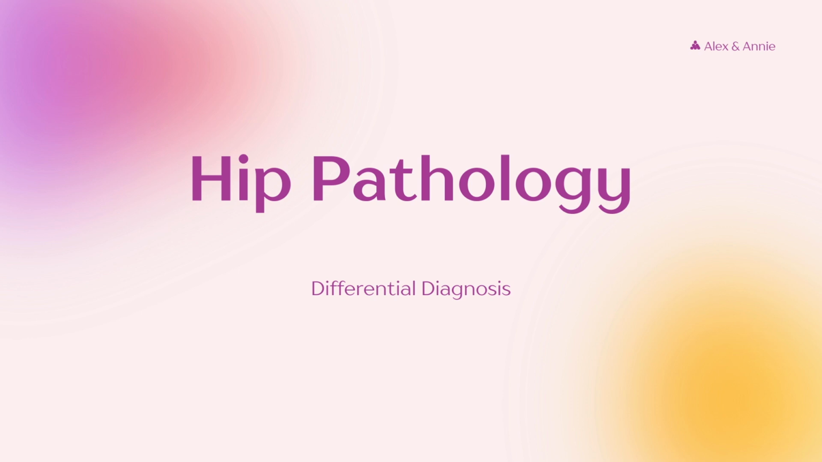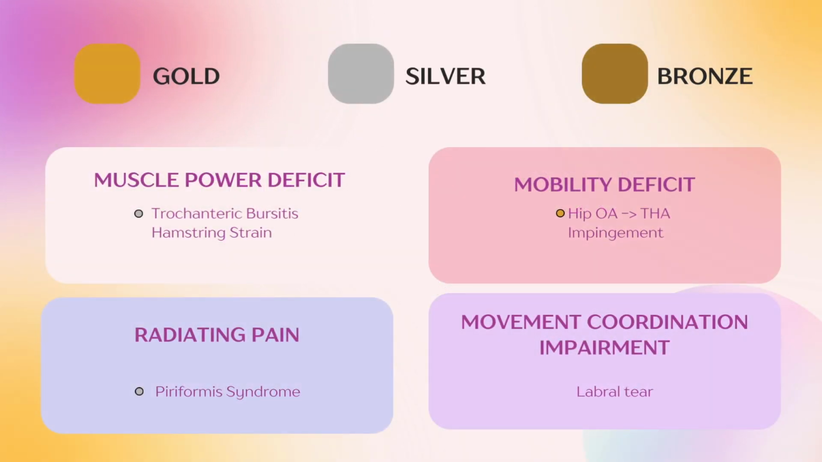Today we're going to be talking about differential diagnosis for the hip. This is our agenda today. We have broken it up into muscle power deficit, mobility deficit, radiating pain, and movement coordination impairment.